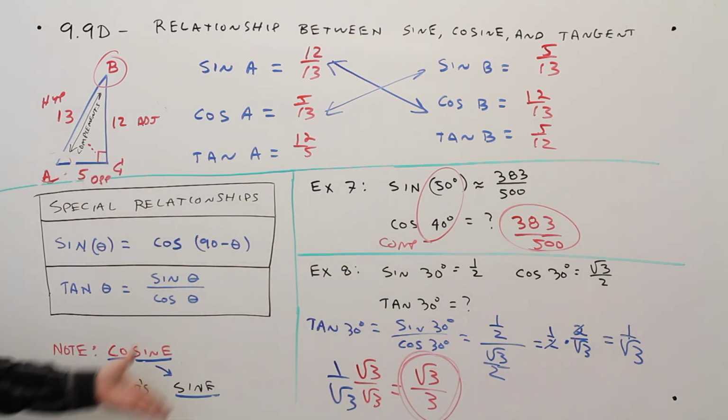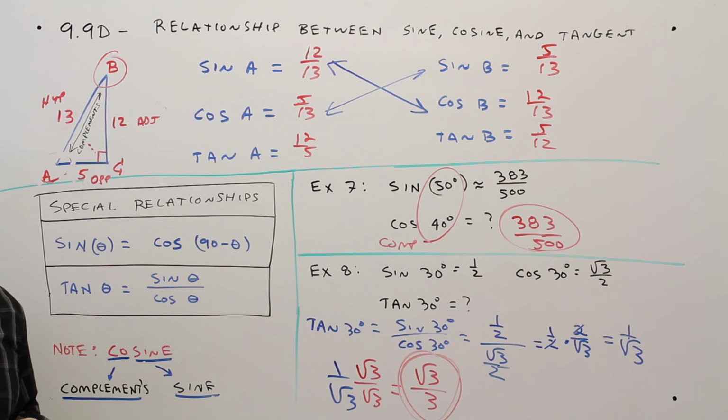So there you have it. Some examples on the relationships between sine, cosine, and tangent.